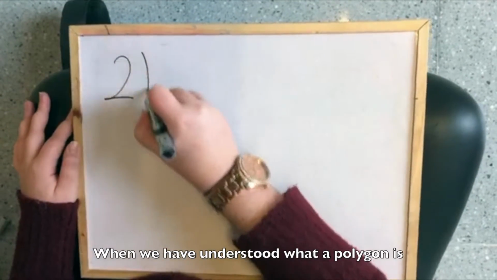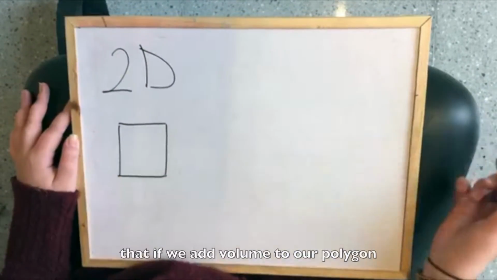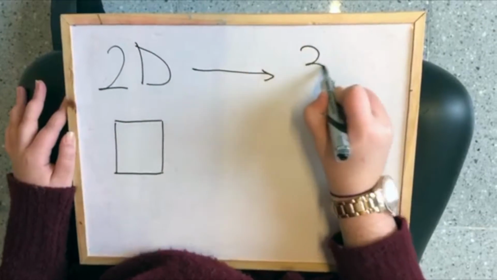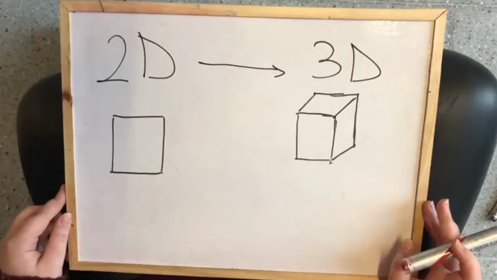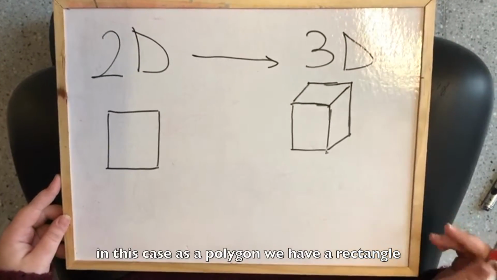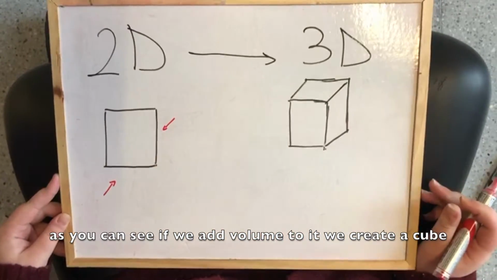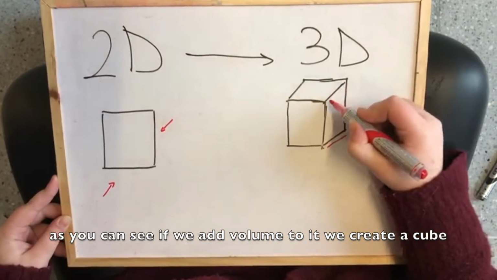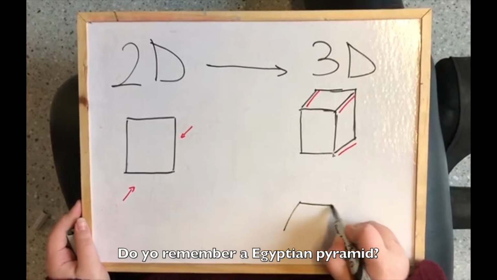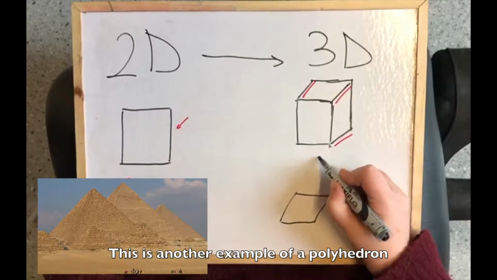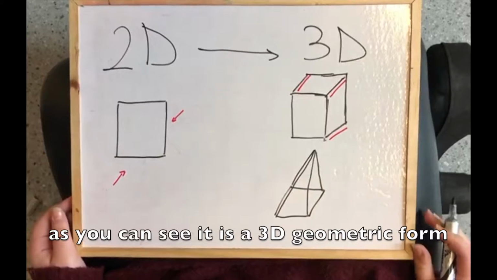When we have understood what a polygon is, you have to know that if we add volume to our polygons, we create a 3D polyhedron. In this case, as a polygon, we have a rectangle. As you can see, if we add volume to it, we create a cube. Do you remember an Egyptian pyramid? This is another example of a polyhedron. As you can see, it is a 3D geometric form.